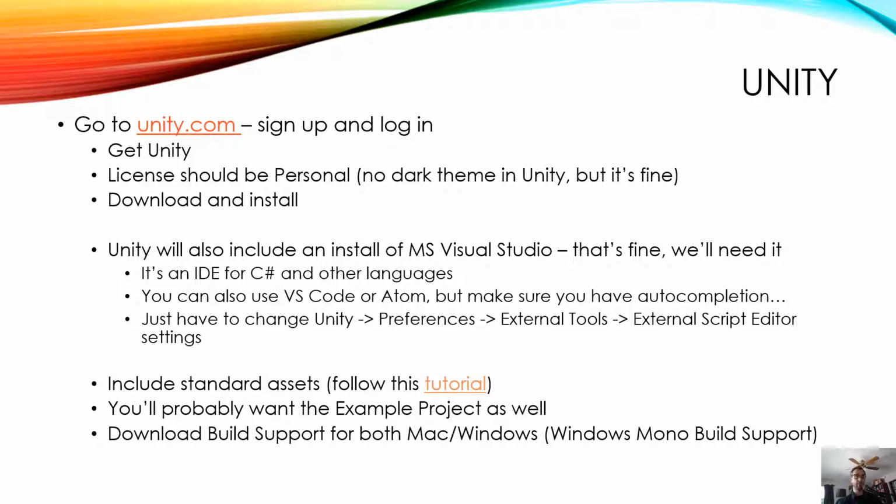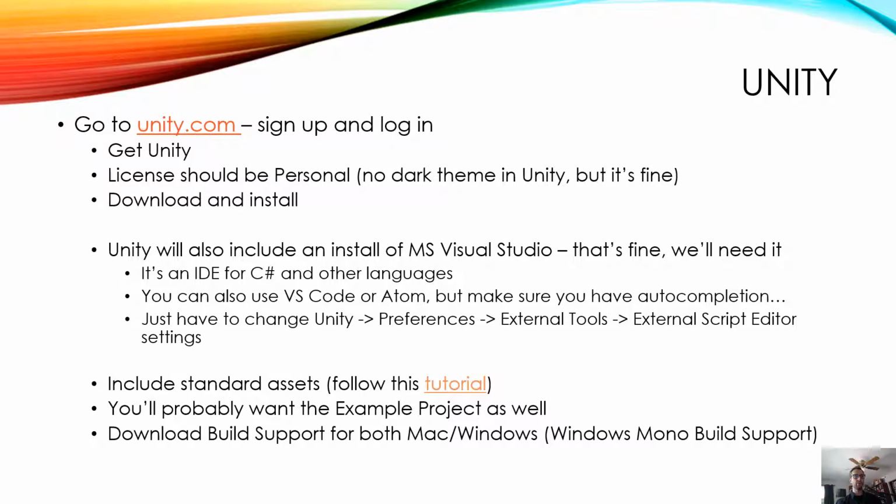If you don't like Visual Studio, you can use a different program to edit your code. I'm going to be using VS Code. You can use Atom, you can use Emacs, whatever you prefer. I don't care, but just make sure that you have an auto-completion feature in there because that will save a ton of time. If it has error checking, even better. Anyway, if you decide you want to use a different editor, all you have to do is go to the Unity menu, Preferences, External Tools, External Script Editor, and change it there. Really easy.